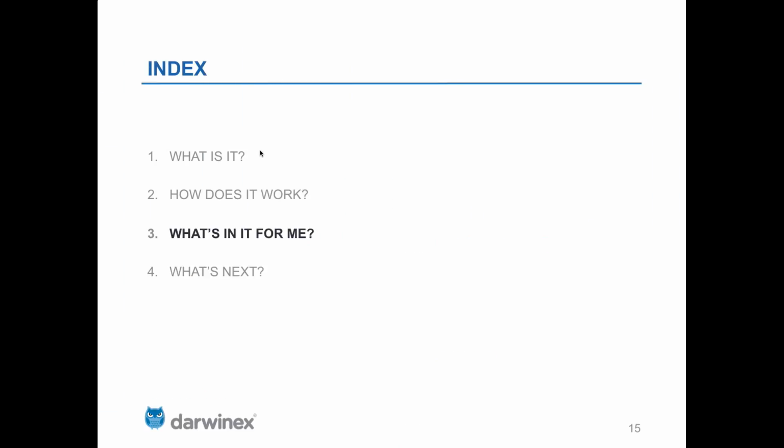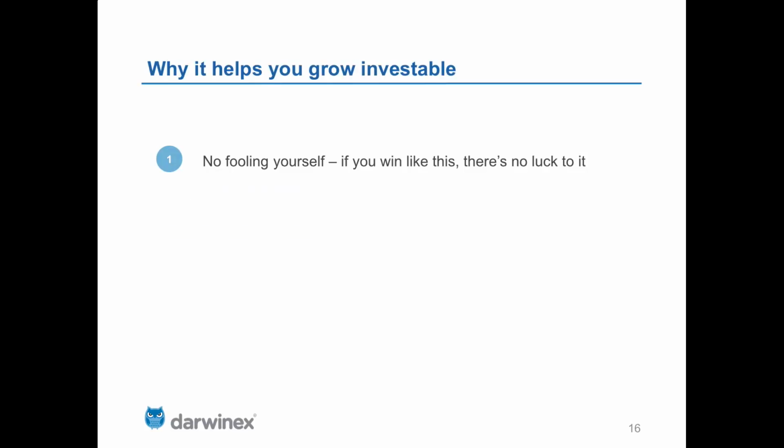Okay, so what's in it for you if you do well in Darwinia? Well, obviously, there's no fooling yourself. If you win and meet all the investable attributes, you can be sure that there's no luck to it. Whereas if you're not managing risk, for instance, properly, it could be that you're winning by randomly taking more leverage in winners than losers, even though your strategy may not be any good and you think it is, thus fooling yourself.